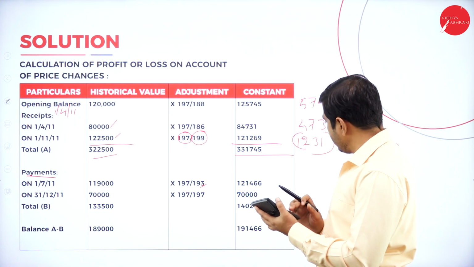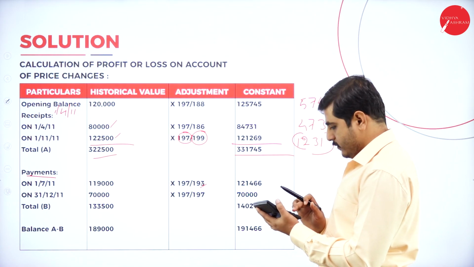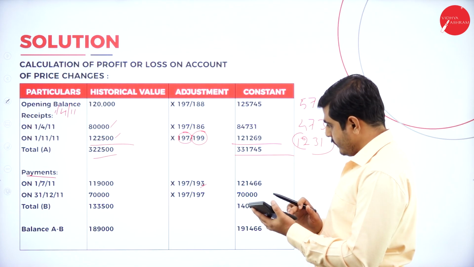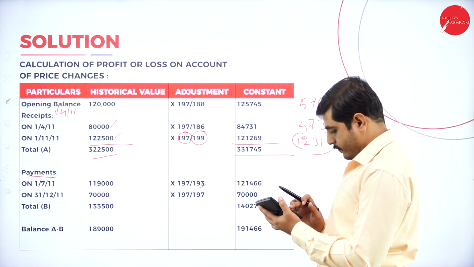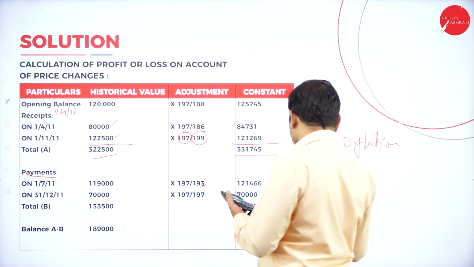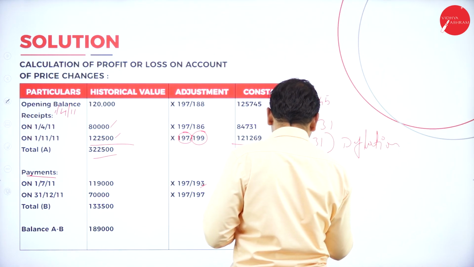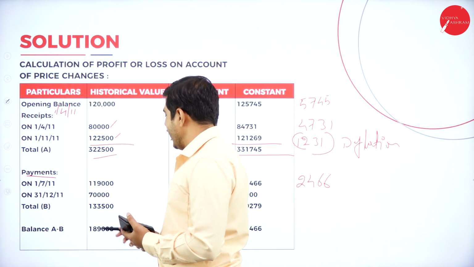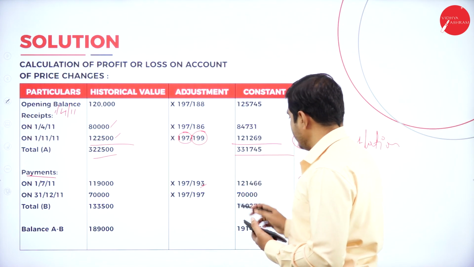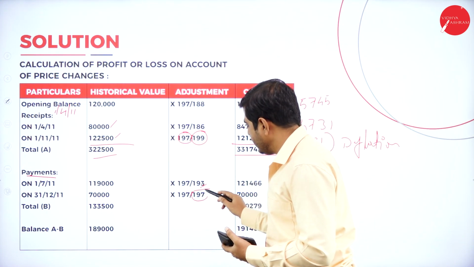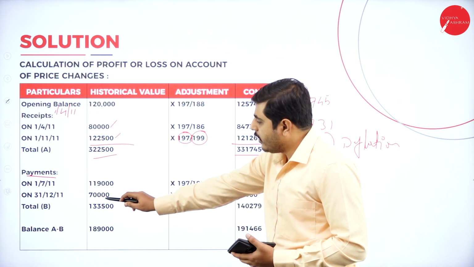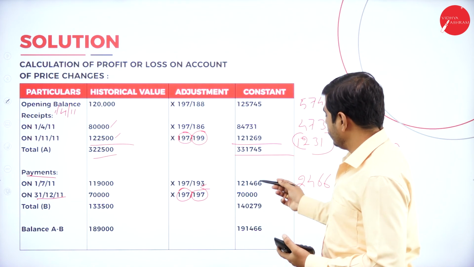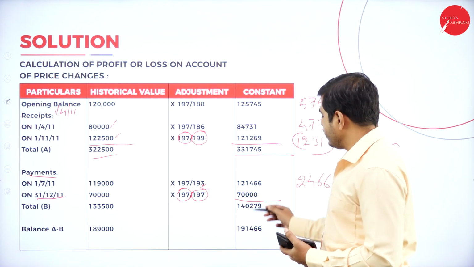So the value for money has been reduced to the extent of 2,466. Here also on 31st/12/2011 the value for money was 70,000. Now it is 70,000 because the index is not changed. On this day the same index is there, and today also the same index is there. So that's why the value of money has not been changed, the same amount.